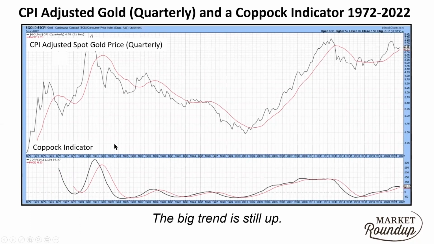And underneath is a quarterly copper indicator. Now, for those of you who don't know what a copper indicator is, it compares a 14 period and adds it to an 11 period rate of change, and then smooths it with a 10-month weighted moving average. In this case, we're talking about quarters as opposed to months, which is usually the way the indicator is used.